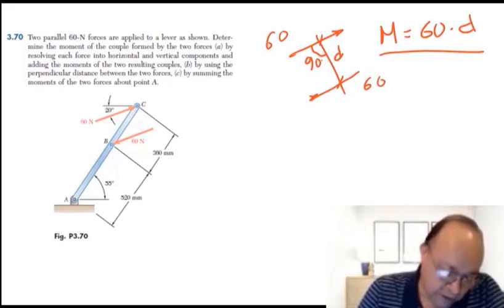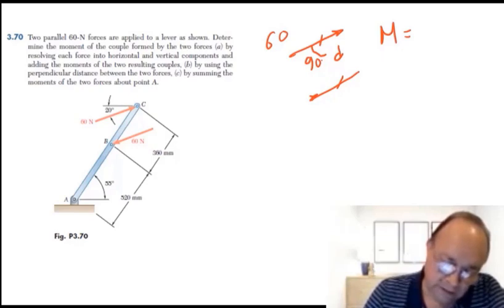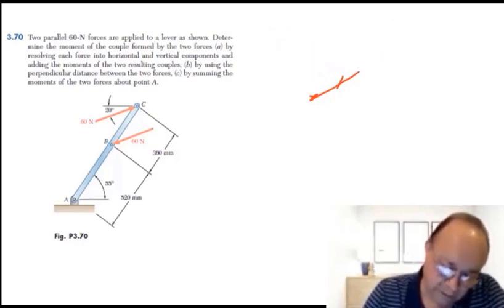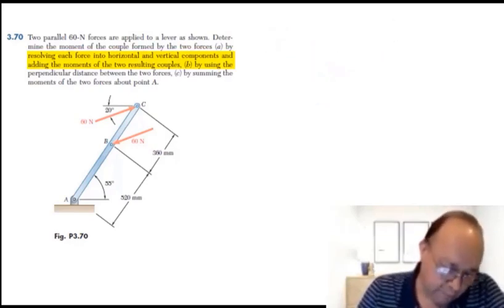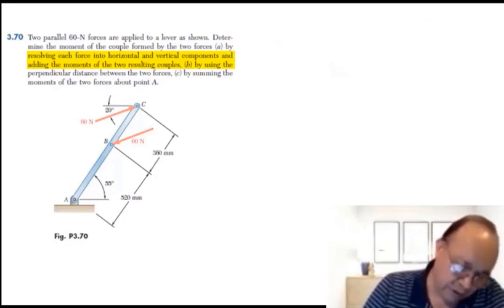Let's see. Determine the moment of the couple formed by these two forces. A, by resolving each force into horizontal and vertical components and adding the moments of the two resultant couples. B, by using the perpendicular distance between the two forces. C, by summing the moments of the two forces about point A. Okay, very nice. So we will practice everything here. So let's go first. A, by resolving each force into its horizontal and vertical components.